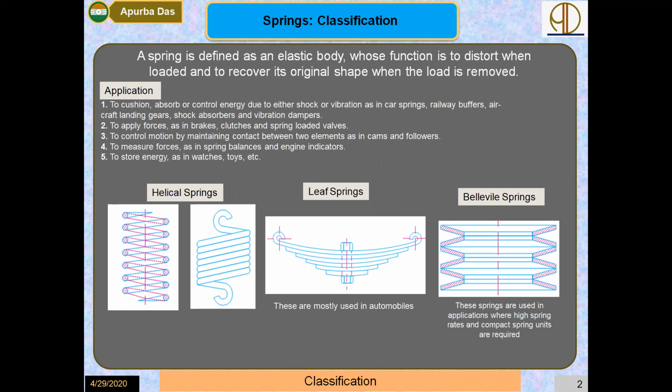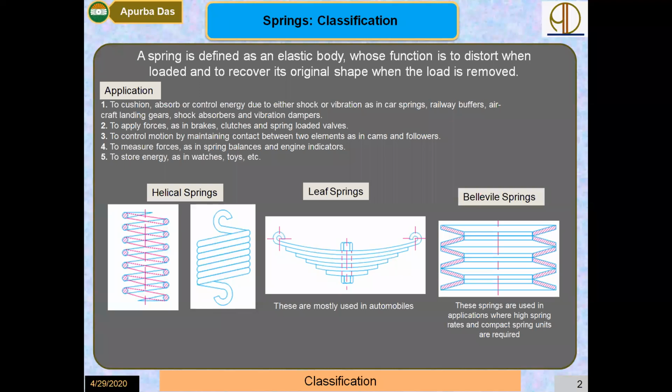A spring is basically an elastic body, and its basic function is to distort when it is loaded and regain its original shape when the load is removed. That means due to the load it gets compressed, and when the load is removed it comes back to its original position. So where can it be applied, where can we see applications of the spring?